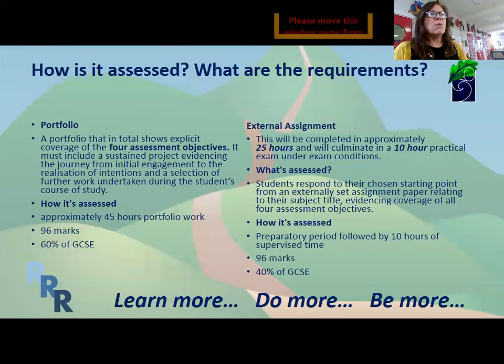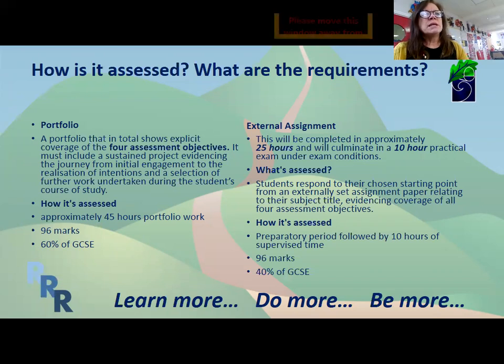How is it assessed and what are the requirements? So we've talked about a portfolio that in total shows explicit coverage of the 4 assessment objectives. It must include a sustained project, evidencing the journey from initial engagement to the realisation of intentions and a selection of further work undertaken during the student's course of study. So approximately 45 hours, 96 marks, and the portfolio is worth 60% of the GCSE.